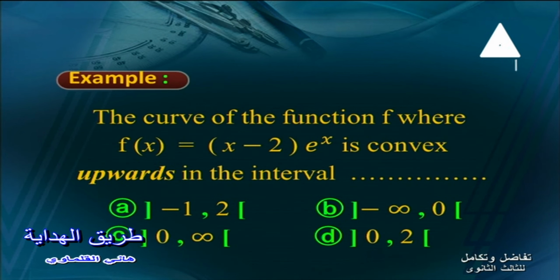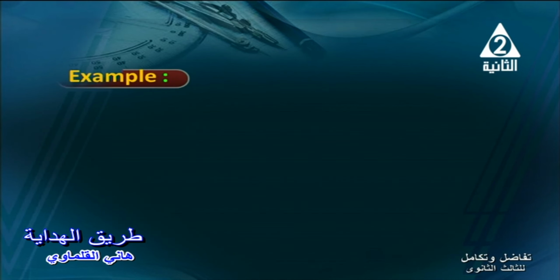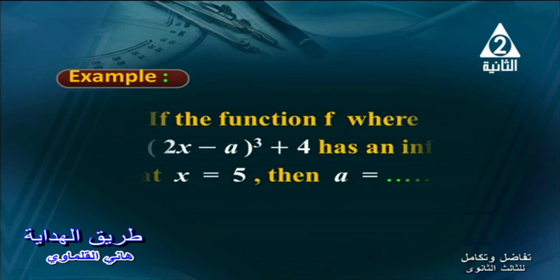And the required is the interval where the curve is convex upward, the open interval negative infinity and 0, and we can choose letter B. Another example.